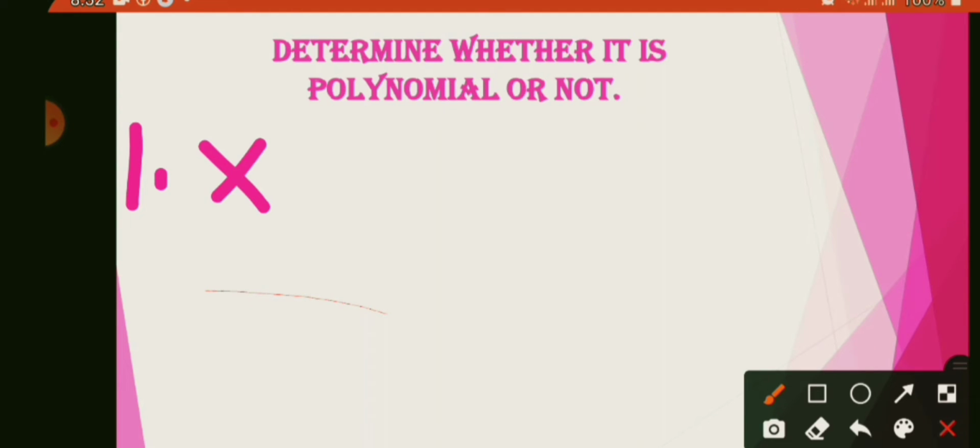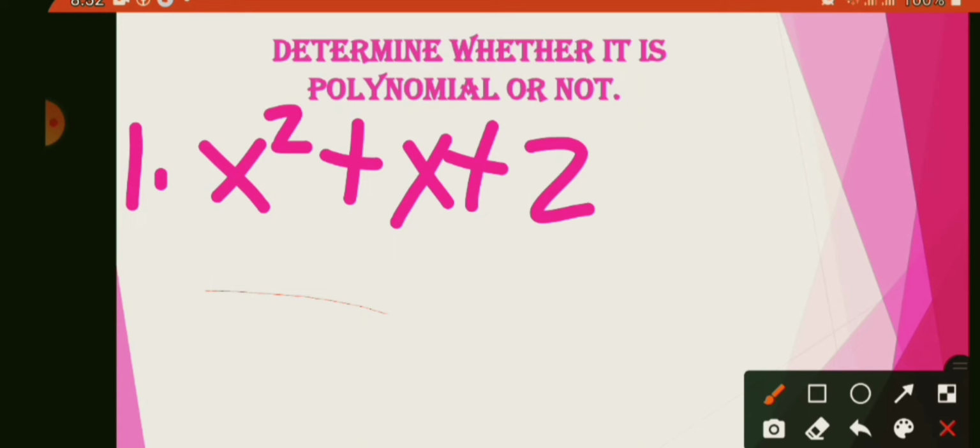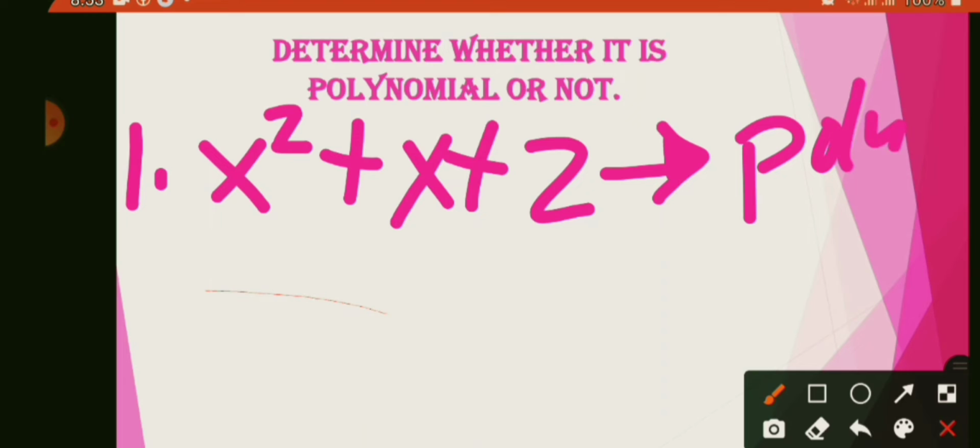Let's say number 1. We have x squared plus x plus 2. Is it polynomial or not? It is polynomial.